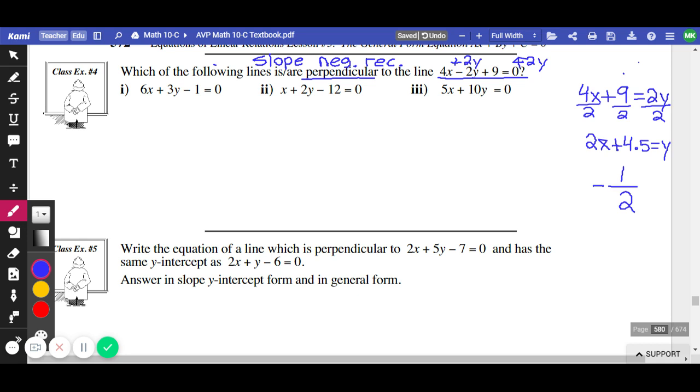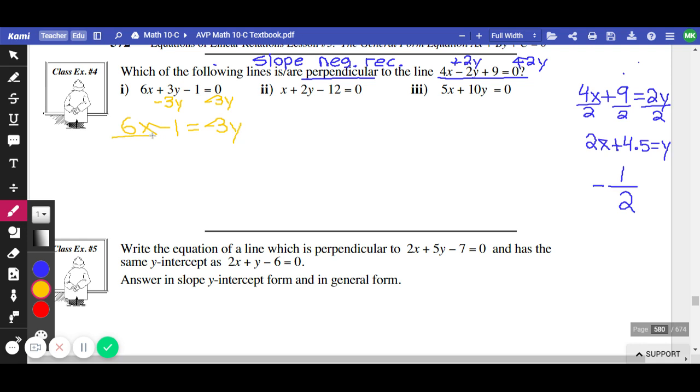Our goal is to figure out which one of these lines is perpendicular. So that means we need to figure out which one has a slope of negative 1 over 2. That's our goal. I'll do the first one with you, then I'll let you do 2 and 3 by yourself. To see if this is perpendicular, I need to get slope-intercept form. I need to subtract 3y to get the y all by itself. 6x minus 1 equals negative 3y.